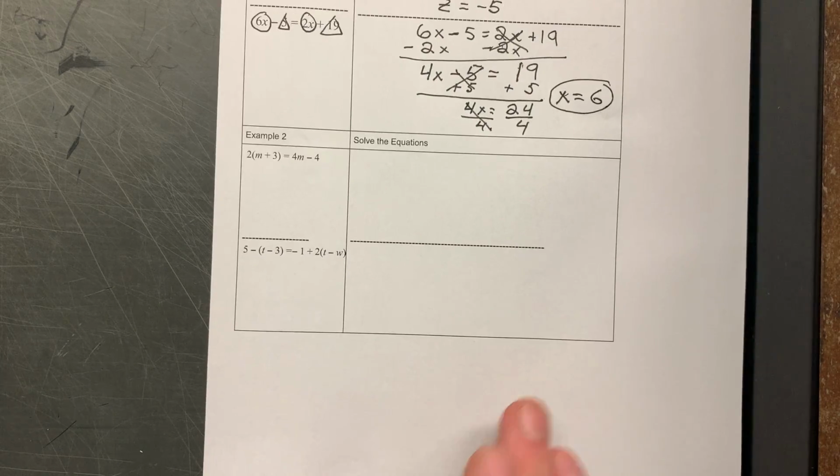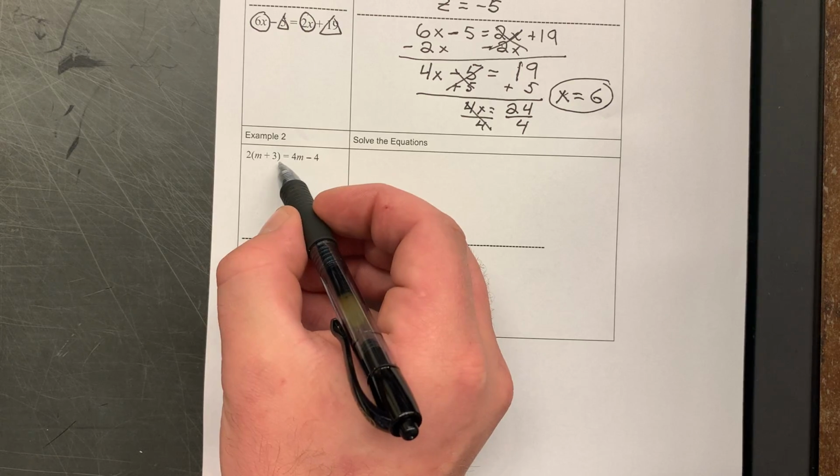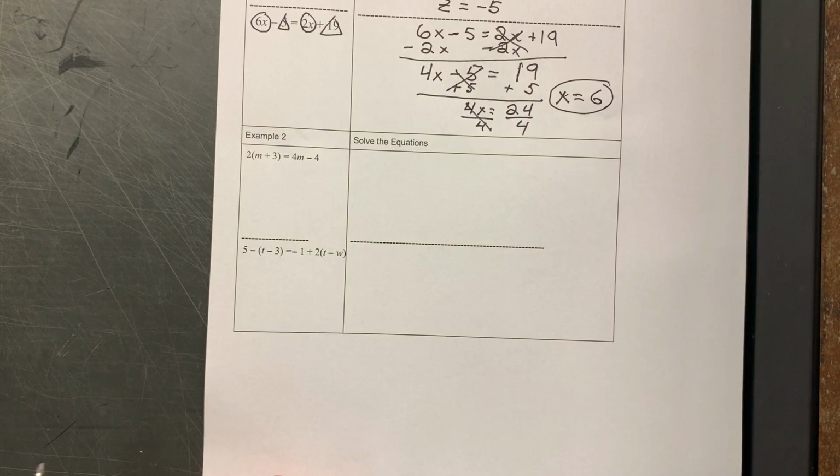Sometimes, like in example 2, it's going to ask you to use the distributive property. The distributive property is just making sure that we multiply this 2 by m and this 2 by 3 here. Let's solve that right now.